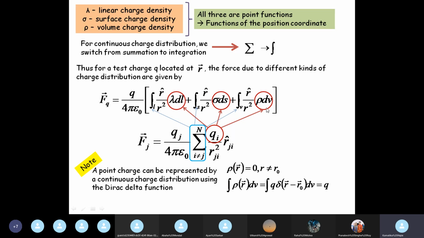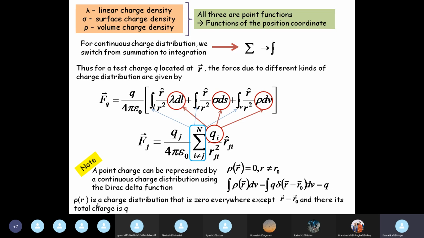So rho(r), the volume charge distribution, is 0 for all positions r not equal to r0. If you integrate rho(r) dV, its value is q at r equal to r0. So this is the Dirac delta function, delta(r minus r0). It is equal to 1 at r equal to r0 and equal to 0 at all values of r not equal to r0. So this expression gives you q, the value of the point charge.